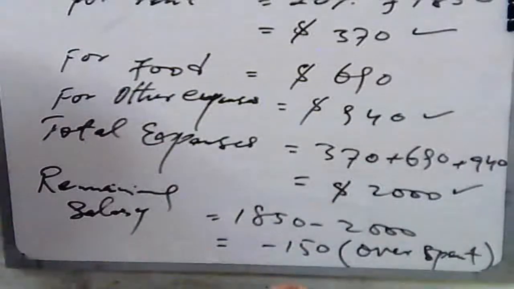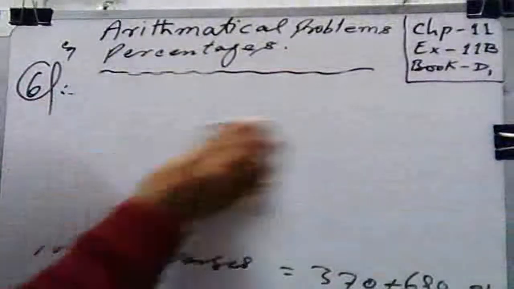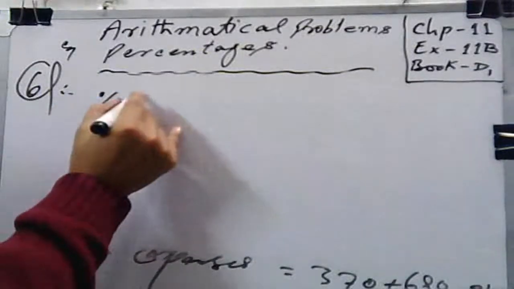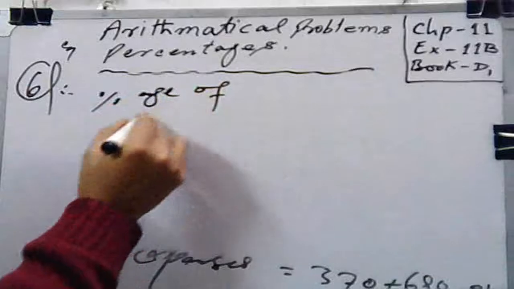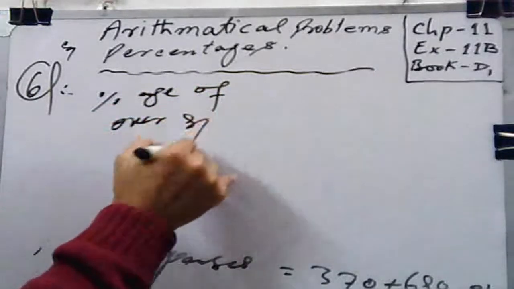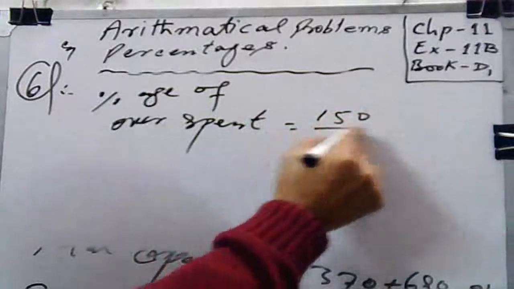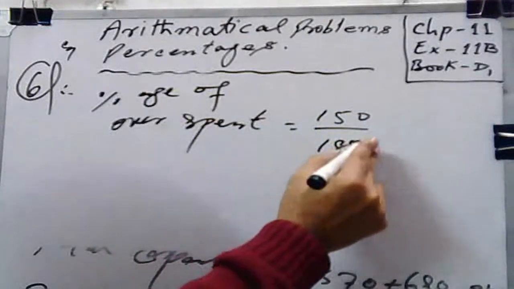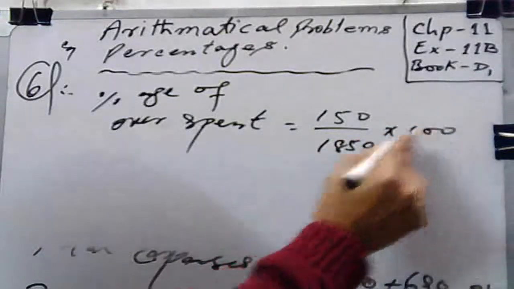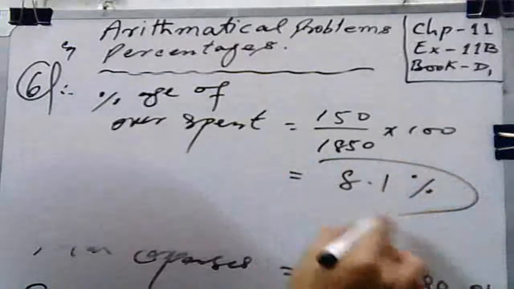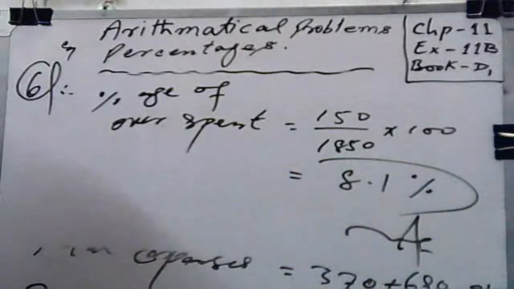But what is the percentage of overspent? In this question we have to find the percentage of overspent. Therefore, percentage of overspent is equal to 150 divided by total salary 1,850 multiplied by 100. So you will get 8.1% more expenses than income. So that is your result.